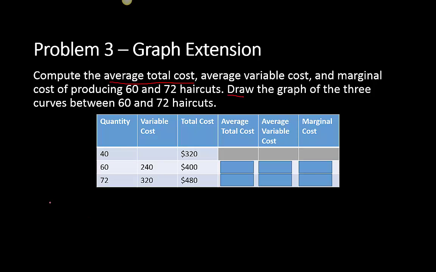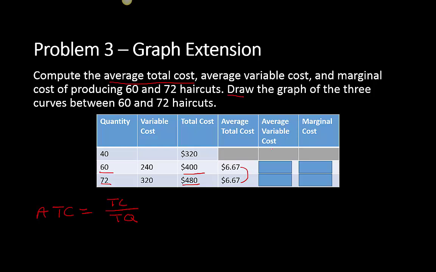So first, average total cost. Our average total cost is going to equal our total cost divided by our total quantity produced, right? So for the very first one, our average total cost is going to be 400 divided by 60, which gives us $6.67. As we do averages and margins, really what we're looking at here is a per unit cost, so we're averaging it out per unit. Then for the quantity of 72, we're taking our 480 and dividing it by 72, and we get the same thing. The average total cost remains the same between these two points.